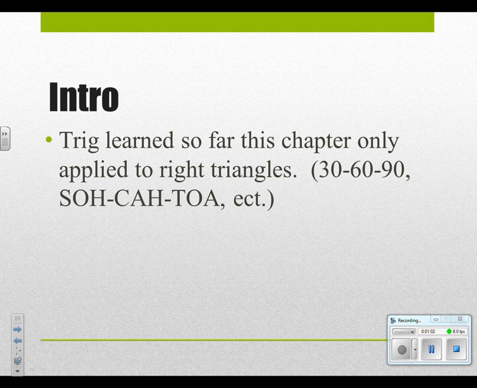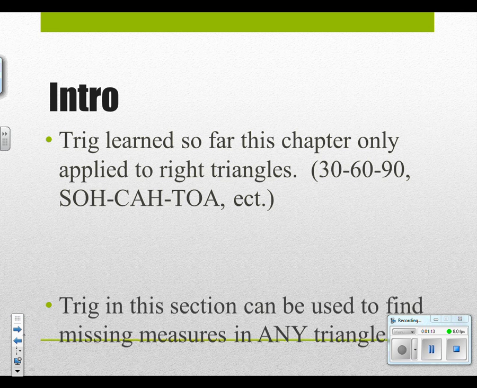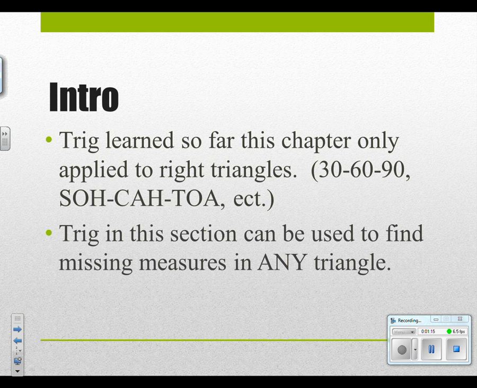It's not a 30, 60, 90 then. It's not a 45, 45, 90. The trig identities, like the theorems that we've learned as far as SOHCAHTOA, that stuff's not going to work. Today, though, the trig that I'm going to teach you can be used to find missing measures in any triangle. You could use this stuff for a right triangle, but I don't know why you'd ever want to do that because it does take more work. And it's kind of like what we've had so far.